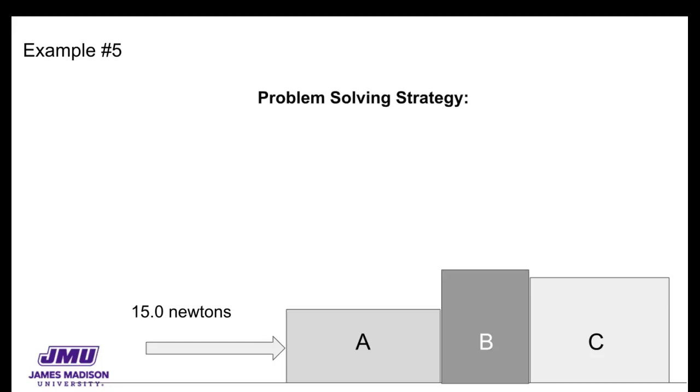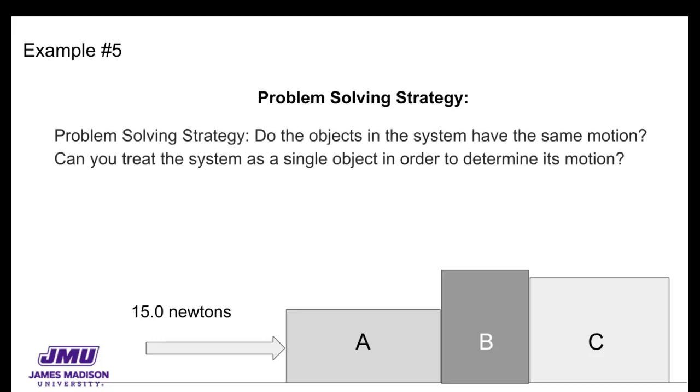A useful problem-solving strategy when you have two objects that are either in contact with each other or are tied to each other through some sort of rope or string: do the objects have the exact same motion? If the multiple objects in this system will all have the same acceleration, then you might be able to, at least for part of the problem, treat them as a single object. Much like if you were to calculate the motion of a person jumping off of a diving board into the water. You don't need to calculate the acceleration of their foot separate from their torso, separate from their head. They're all one object accelerating at the same time.